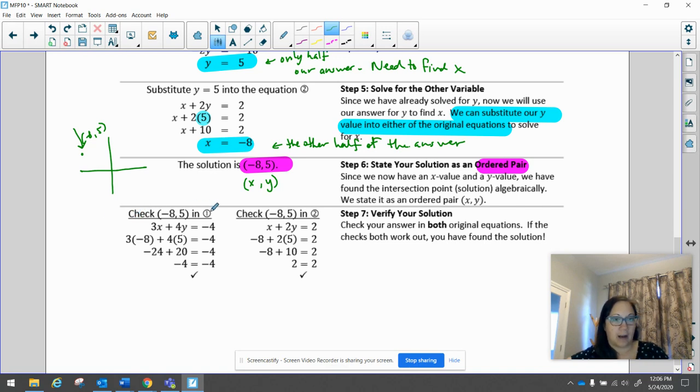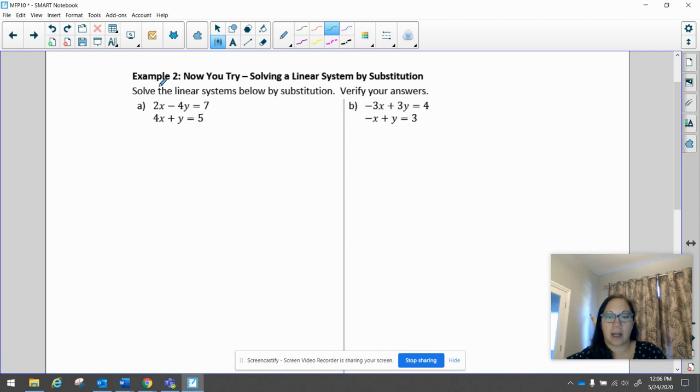So you're going to check -8, 5 in equation 1, and you're going to check it in equation 2. I'm not going to go through that. It shows it here. You do them both until you end up with the same left-hand side as right-hand side. But that is exactly identical. This step is the same as what we did in the last section. So even when we were graphing, we would check our answers in both equations. So that's not new. Just for length's sake of the video, I'm going to move on to actually show this through some new examples.